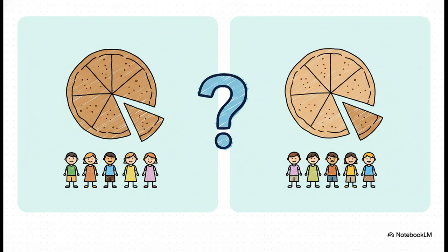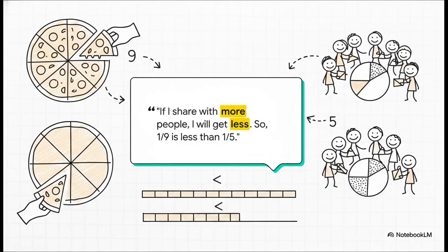Okay, let's test that idea one more time to make sure it sticks. What if we compare sharing with 5 people versus 9 people? On the left, everyone gets 1/5. On the right, they get 1/9. Which piece do you think is bigger? And check this out. Arvin from our source text totally nails it. He says, if I share with more people, I will get less. So 1/9 is less than 1/5. Boom! You've got it. It's just common sense.